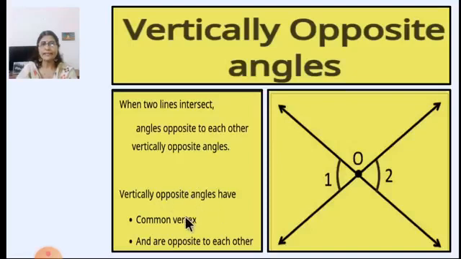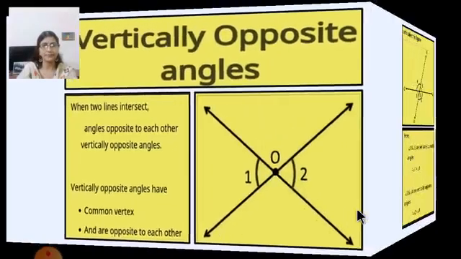Vertically opposite angles have a common vertex. You can see here this point is common to both angles. This is vertex point O, which is common, and then they are opposite to each other. Angle 1 is opposite to angle 2, and if you mark this angle as angle 3, then angle 3 will be opposite to another angle here, angle 4. So they are vertically opposite angles.